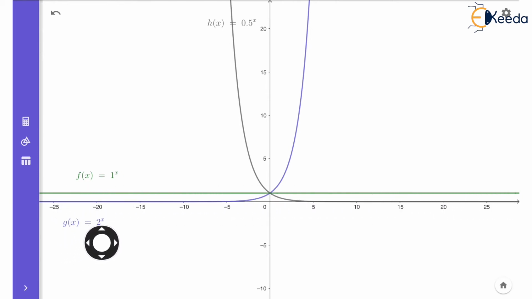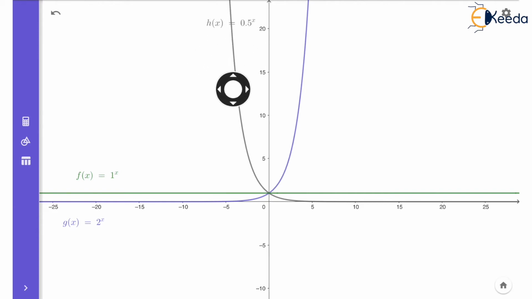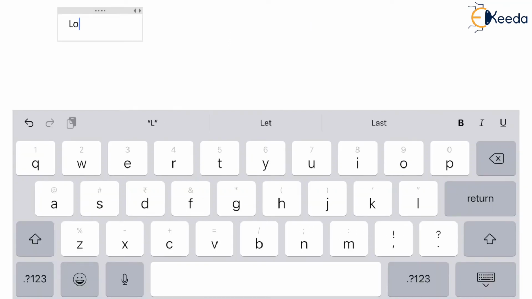Whereas when it is 2 to the power of x, it starts with a lower value and keeps moving to a higher value when we move from a negative value to a positive value. Whereas we'll see the exact opposite nature when it is y equal to 0.5 to the power of x. It starts from a higher value and keeps decreasing when you increase the value of x, or when you start moving towards the positive values of x.